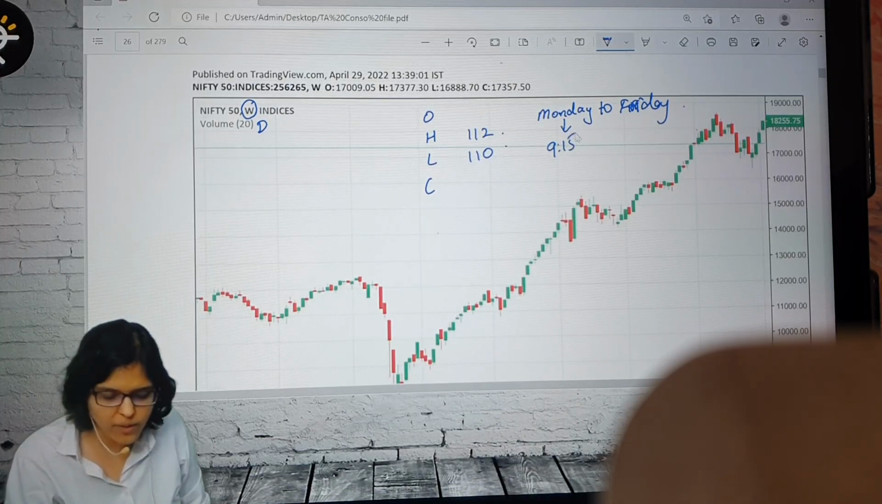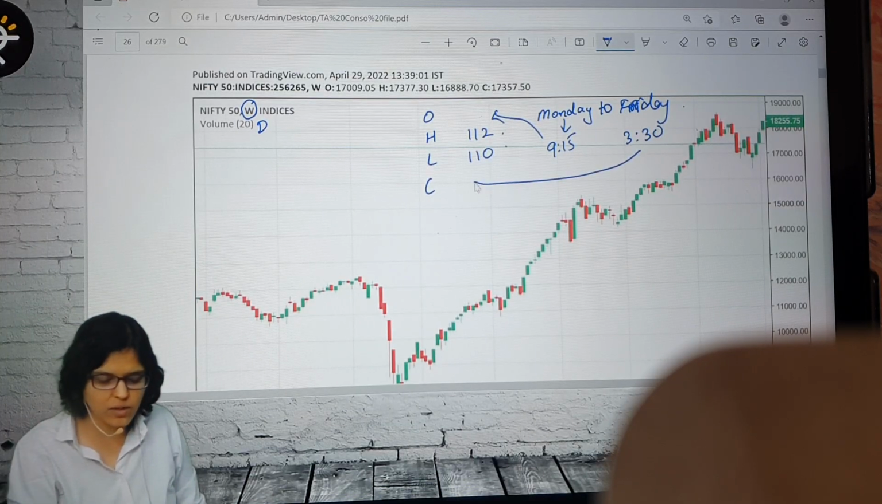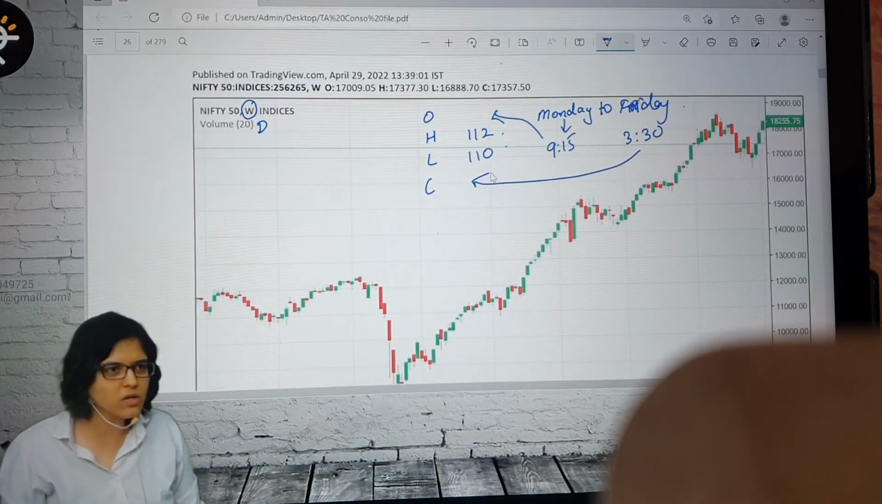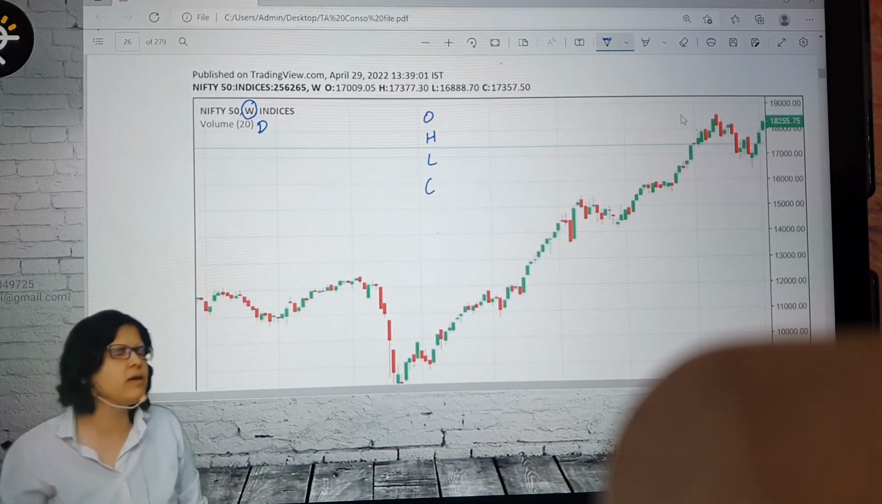Monday 9:15 opening price will come here. And what will be closing? Friday 3:30 price will come here. That is how our weekly candle will be formed. Have you understood this also? Simple. Instead of that, now I'm giving you the example of a daily, monthly candle.